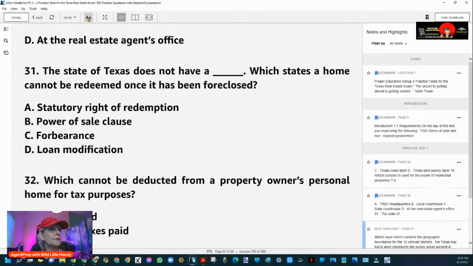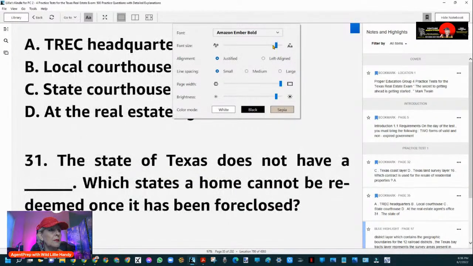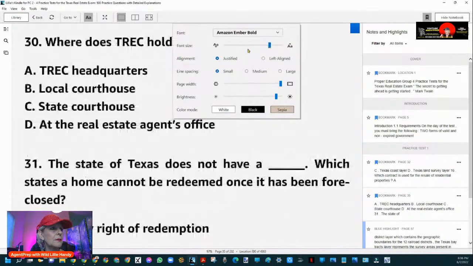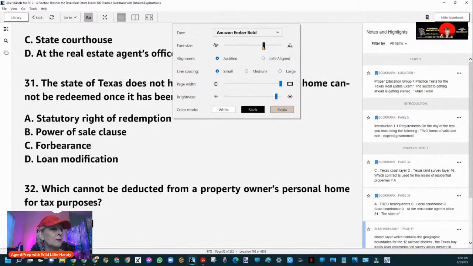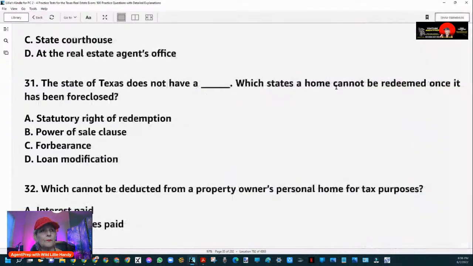Okay. You've got your Texas thinking cap on. Oops. Oh man, that's not going to work. That's going to look kind of small. Okay. All right. There we go.